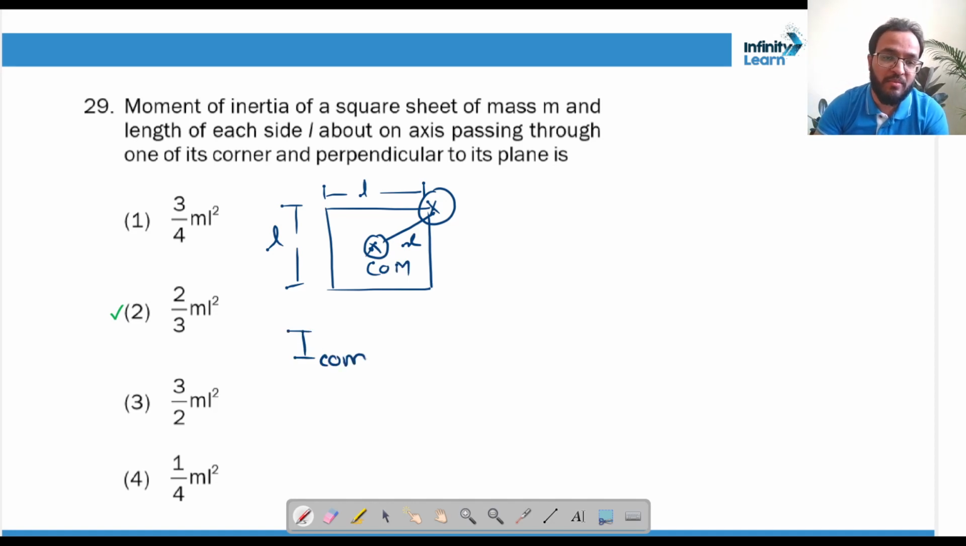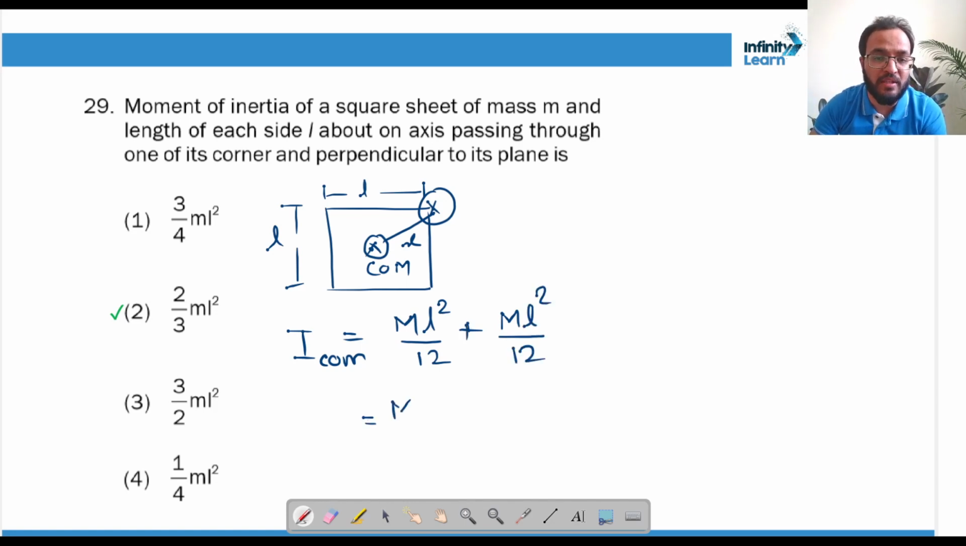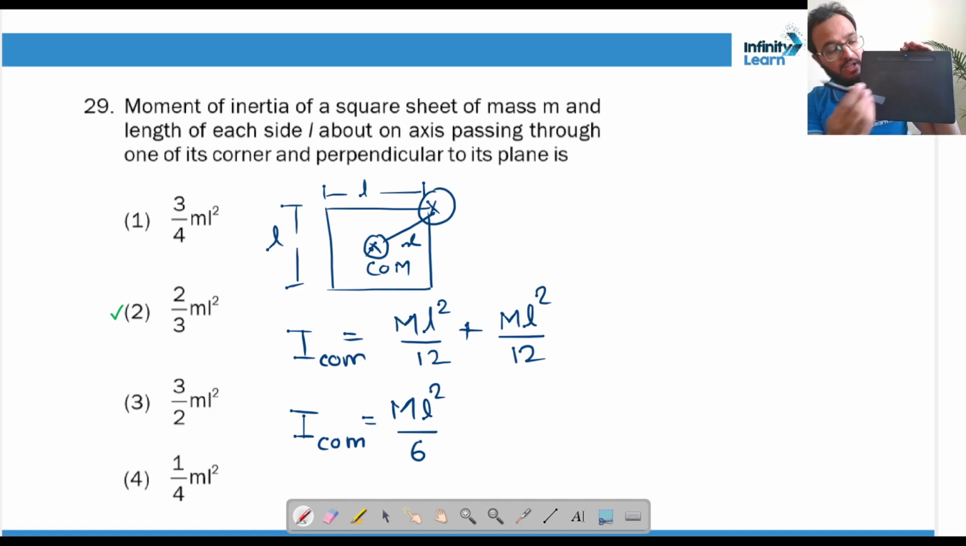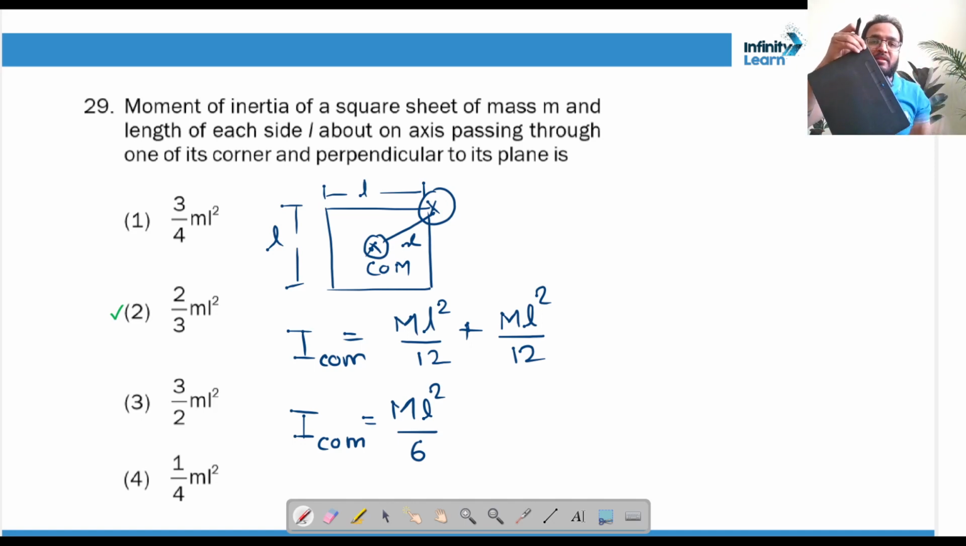So ICOM, you very well know, for a square sheet it is ml square by 12 plus ml square by 12, or you can just remember the result, ml square by 6. So the moment of inertia about an axis passing through the center like this is ml square by 6. But they are not asking about this axis, they are asking about this corner axis, like this.